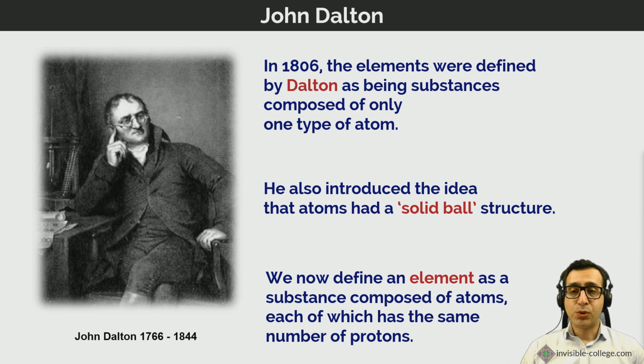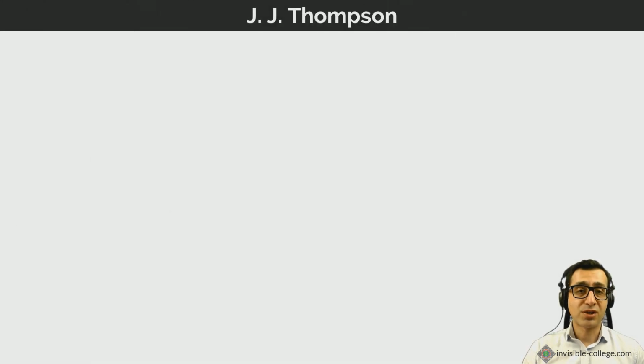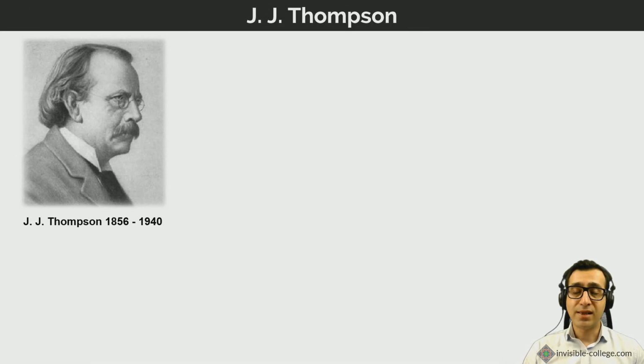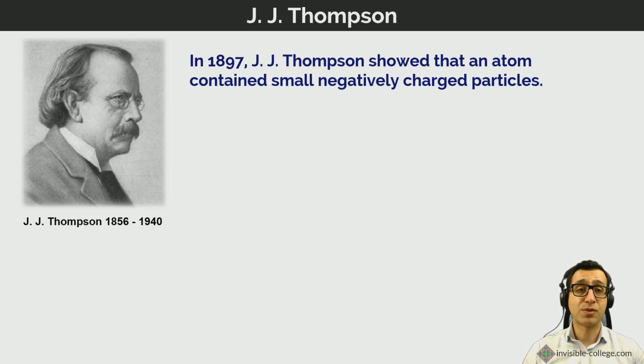So the next person to develop the idea of atomic theory in the history of science was J.J. Thomson, and in 1897 he showed that an atom contained small negatively charged particles within it. So he progressed the idea of an atom beyond John Dalton's idea of a featureless sphere with no internal structure. He said, yes, an atom actually does have internal structure, and he showed by experiment that the atoms themselves contained even smaller negatively charged particles.